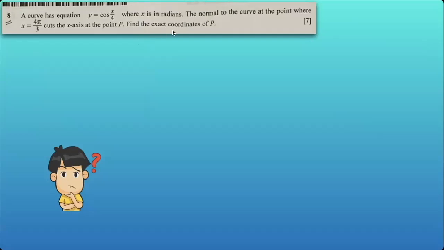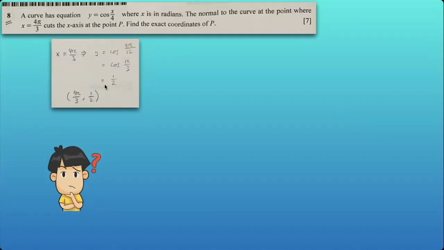To find P, we need to know the normal equation. And to find a normal equation, we need a point. We know x, and we need to find the y coordinate. So substitute x equal to 4 pi over 3 into this equation to find the y coordinate. So here is the point.